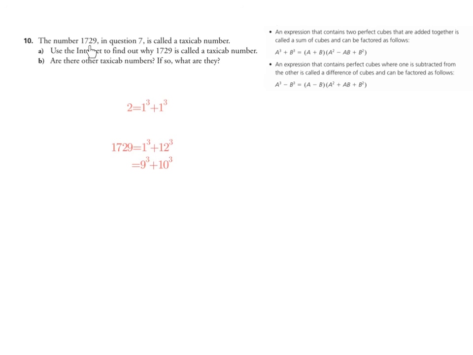But then you've got other things like, let's see, what's this number? It's 87,539,319. That could be expressed as 2 cubes added together in 3 different ways. And then you've got another one that's 4 different ways, 5 different ways, and 6 different ways. So no, this is not the only taxicab number.